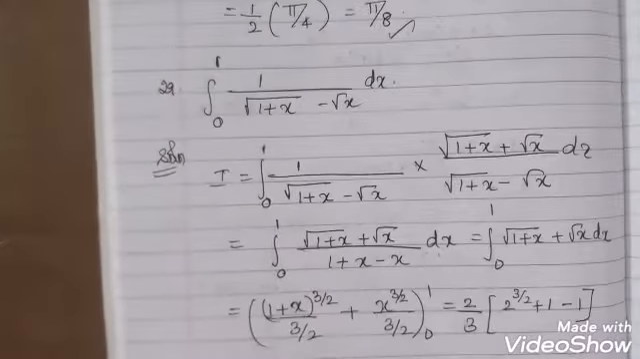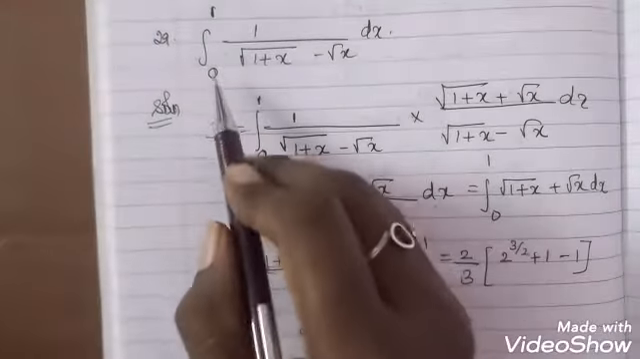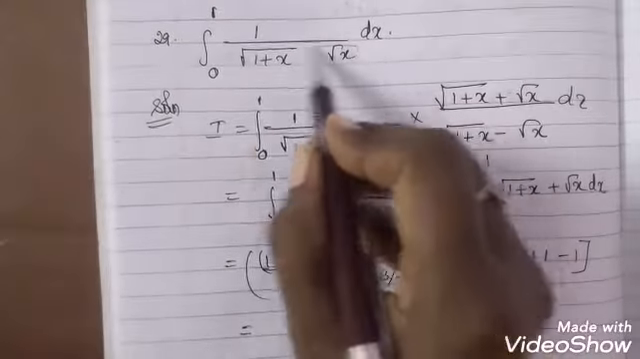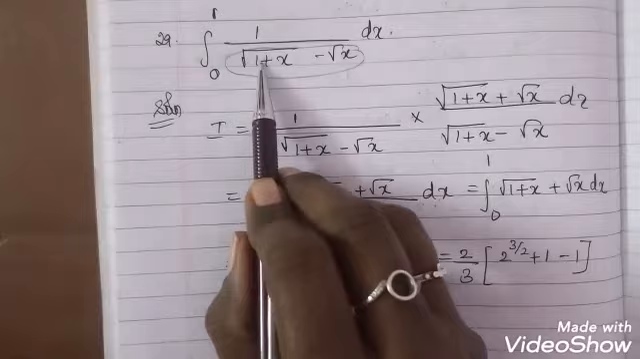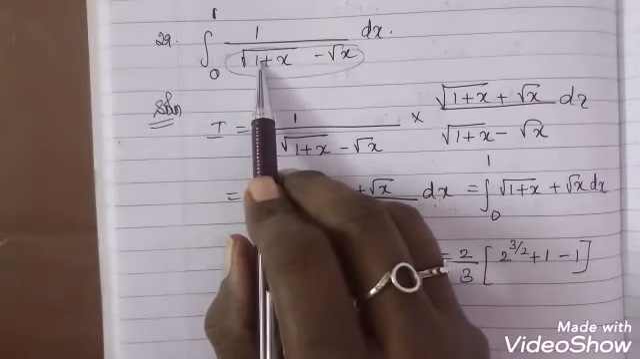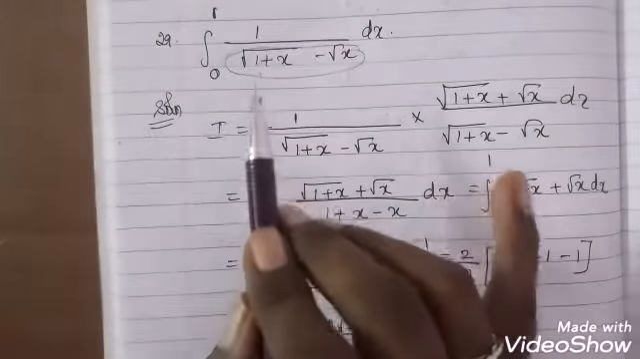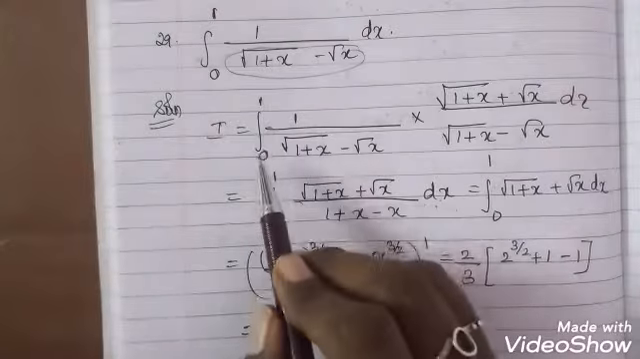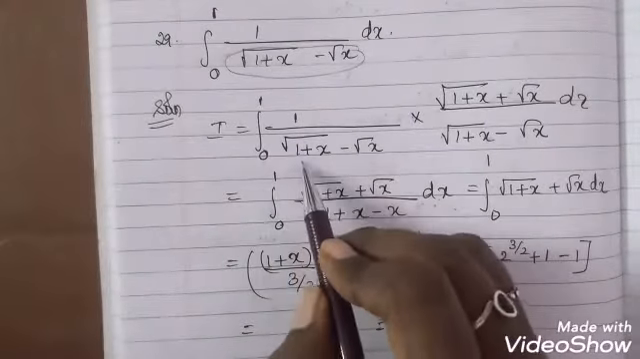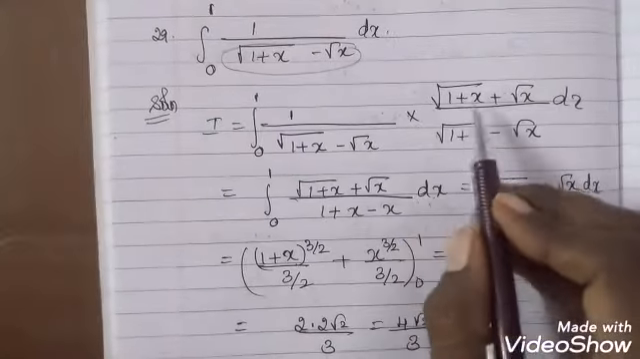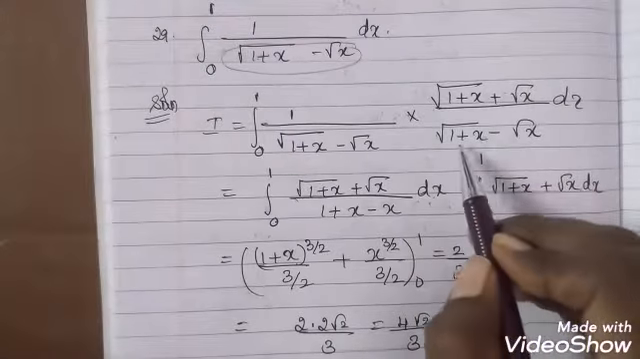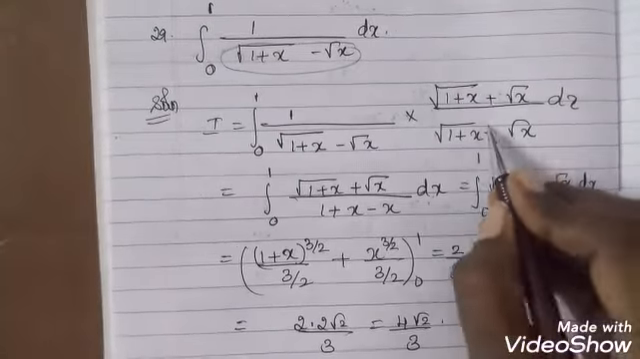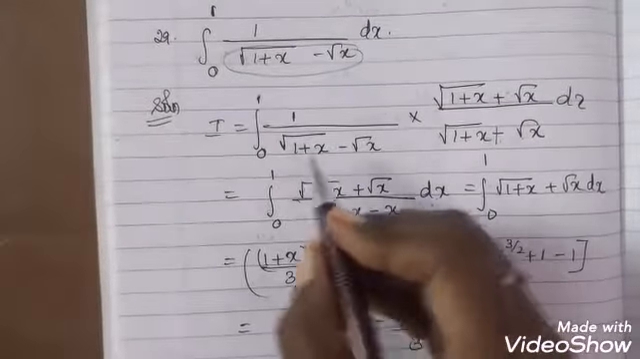Okay. Now here the 29th question. It's integral over 0 to 1 of 1 by root of 1 plus x minus root x dx. Whenever you have something like this, somehow or the other, try to eliminate the square root in the denominator. That is possible only by multiplying and dividing by the conjugate. Okay. So that's what I have done here. I is equal to integral over 0 to 1 of 1 divided by root of 1 plus x minus root x, into root of 1 plus x plus root x divided by root of 1 plus x plus root x. Okay, so here plus root x you have, multiplying and dividing by the conjugate.